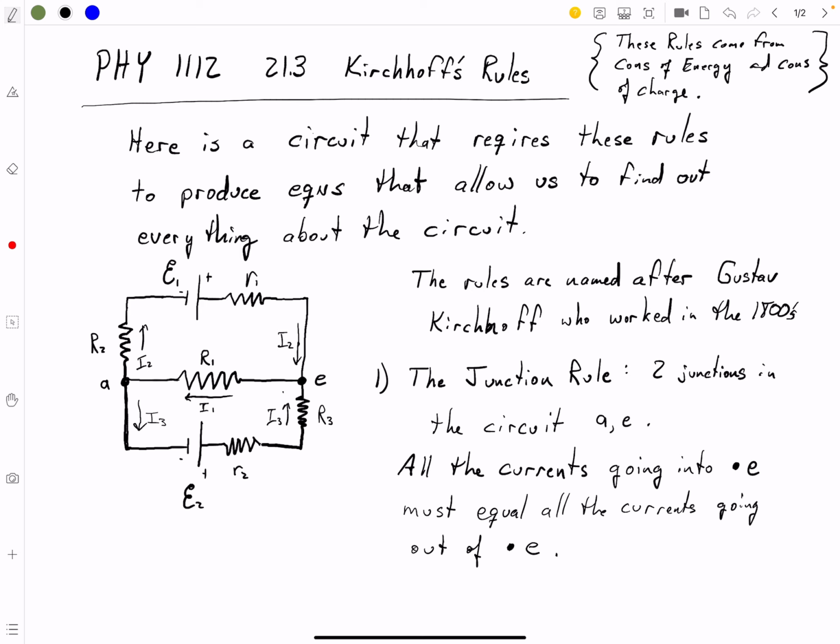So here we are, Physics 1112. We're looking at Chapter 21, Section 3, and we're going to talk about Kirchhoff's rules. A couple of things.